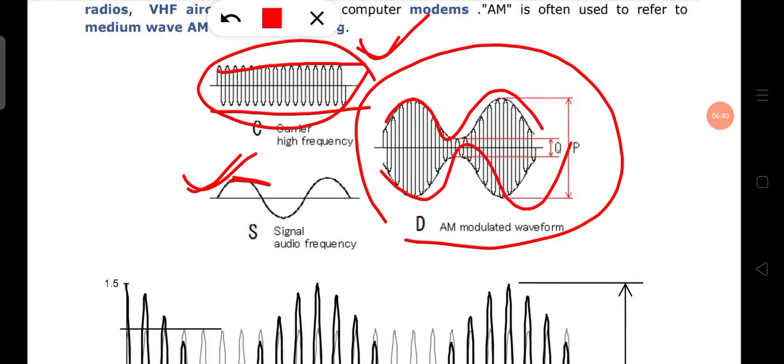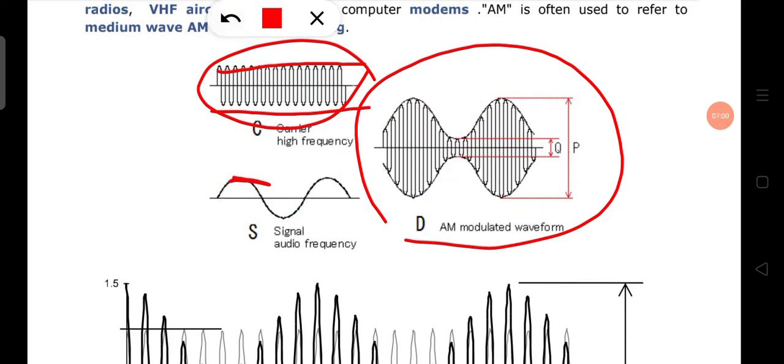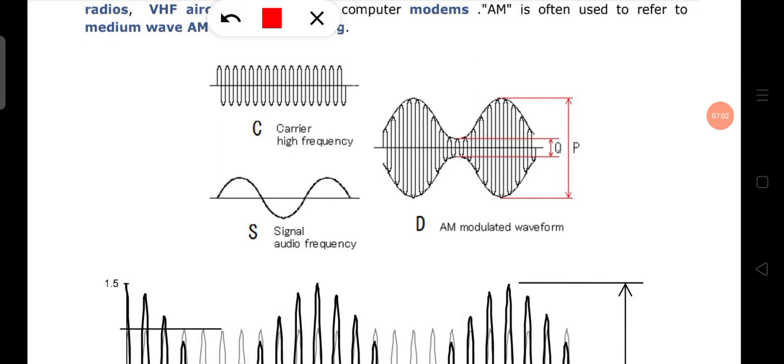The other remaining characteristics, like the frequency, are like the carrier signal, and the phase is like the carrier signal. So phase didn't change and frequency didn't change, only amplitude changes, so it is called AM modulation.